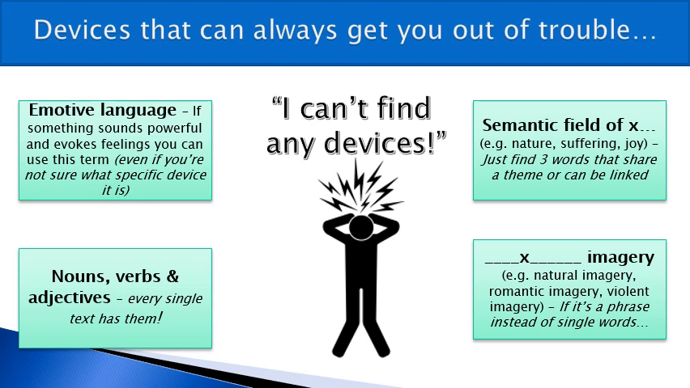And if you think about writing 3 paragraphs, if you were to say, firstly, the writer uses emotive language, secondly, the writer uses a semantic field of nature, thirdly, the writer uses romantic imagery, those will be 3 devices for your 3 paragraphs. So if you get stuck, that will always get you out of trouble. That's a good lesson just to remember.